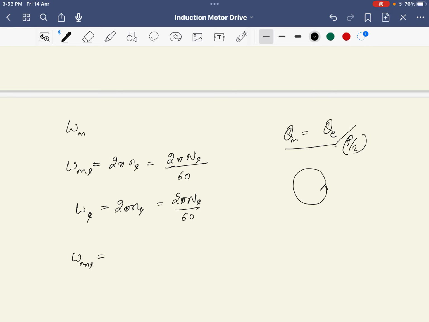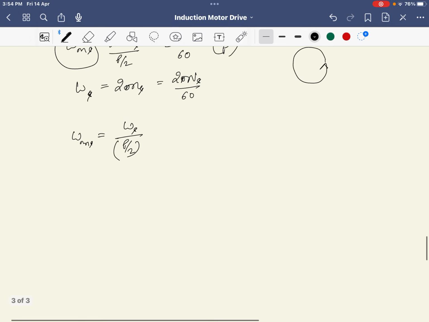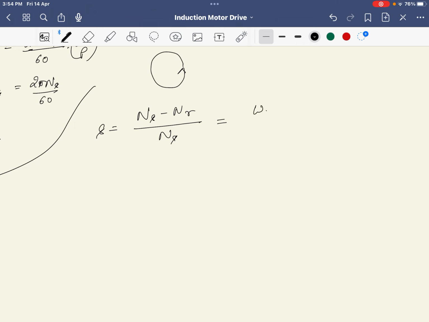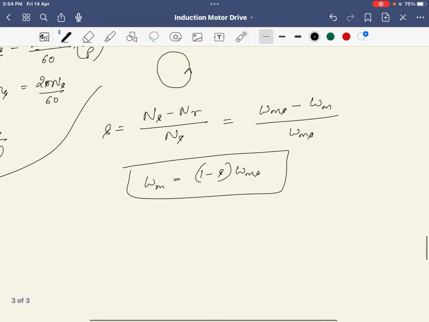So we can write omega ms is equal to omega s divided by P by 2, but we will not be using that. We can write P by 2 here, or 2 by P here, and multiply like this. But anyway, we are going to use omega ms and omega m. With these two, we get the value of slip, written as ns minus nr by ns, and we can rewrite that as omega ms minus omega m by omega ms. So from here we can write omega m is equal to 1 minus s times omega ms, right? And this is what is important for us.